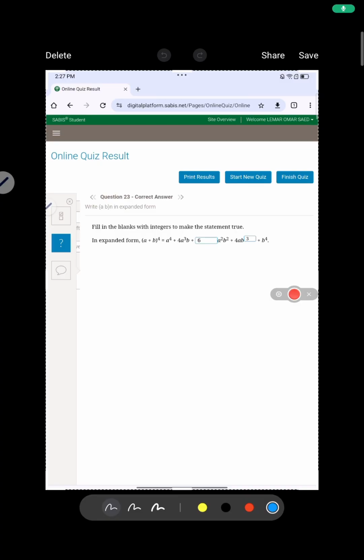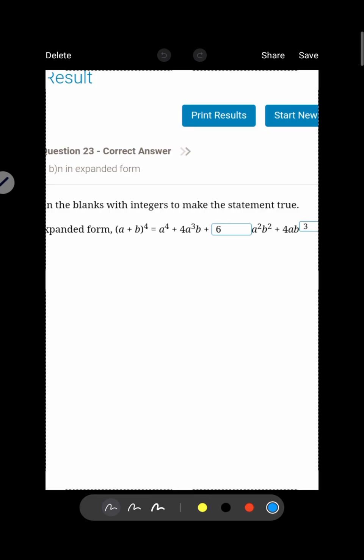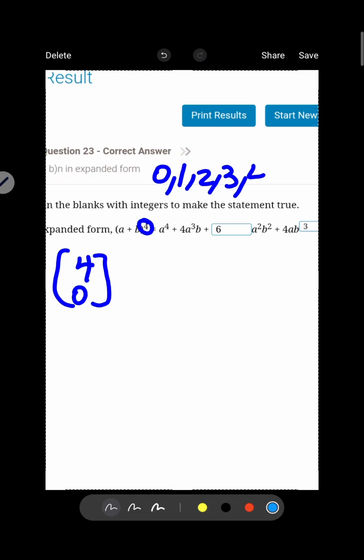This is a question that I explained something like before, but this one is without numbers. That one was with numbers. So this is to the power of 4. So of course you're gonna put 4 and then 0. You're gonna start from 4, so 2, 3, 4, 0.